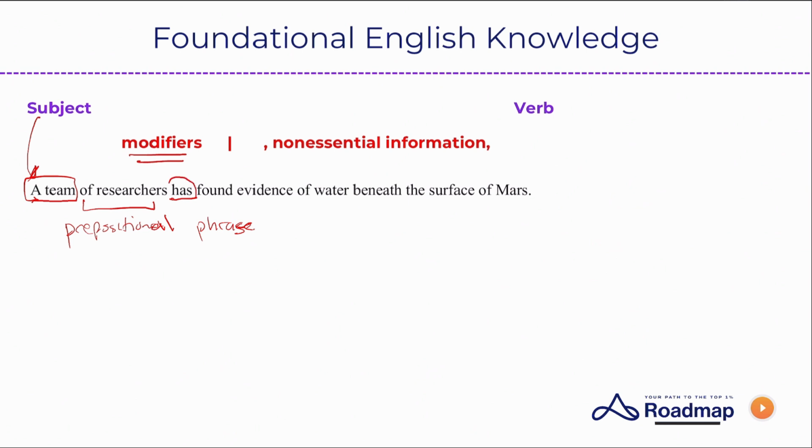A prepositional phrase is one of the most common types of modifiers that you'll see on the SAT. If you're not sure what a prepositional phrase is, this foundational knowledge will help you out. A prepositional phrase is just a group of words that begins with a preposition and ends in a noun.